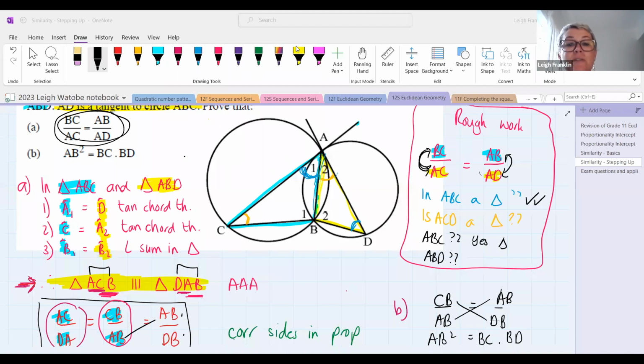This is the important thing. We've got to know the method. We've got to know how to do these things, because once we know how, then we can apply it to any of the questions that we see.